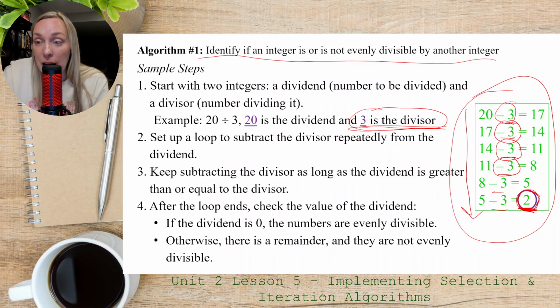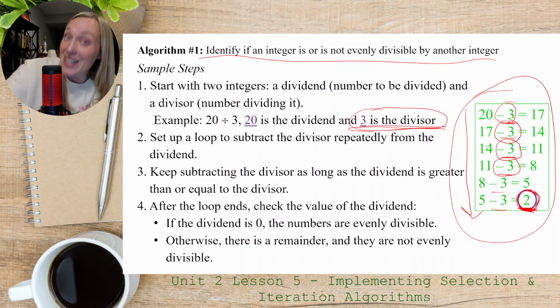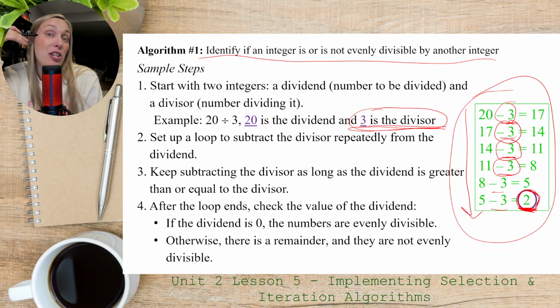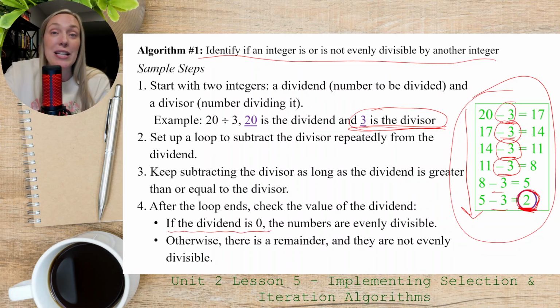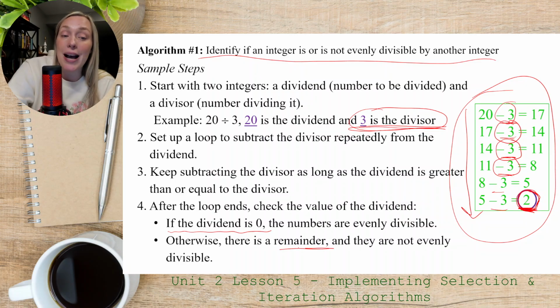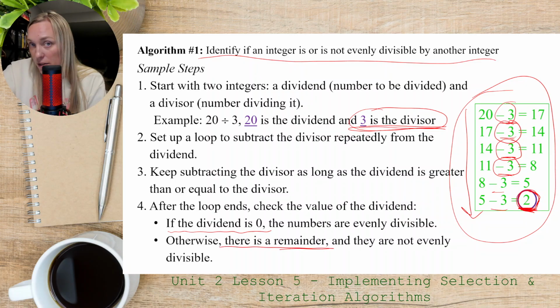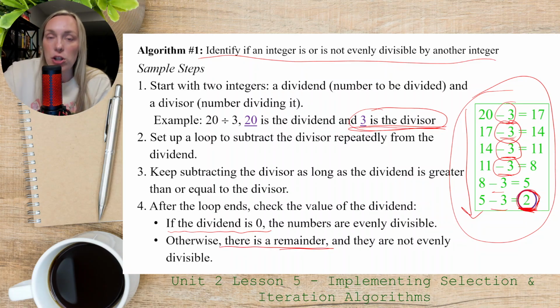And then once the loop stops, I have to ask the question with an if statement, right? So this is where the selection comes in. The question, if that number is 0, then we say, yes, they are evenly divisible. If there's a remainder of some kind, then they are not evenly divisible. Okay. So start by, with these instructions, start by sometimes coming up with an example.